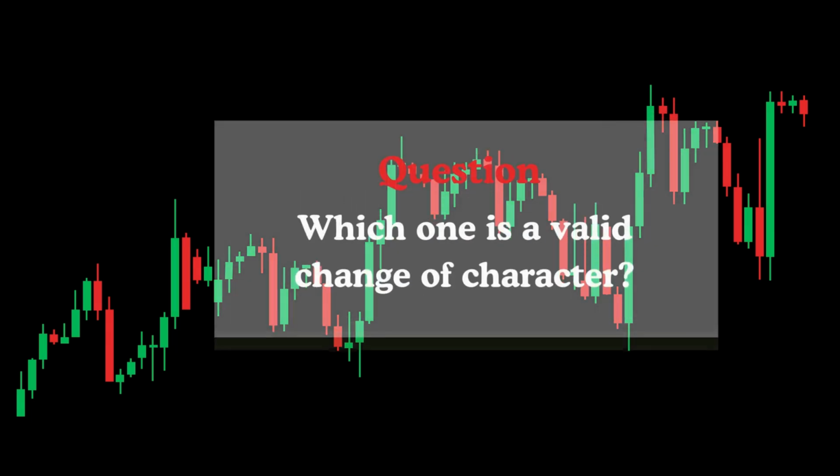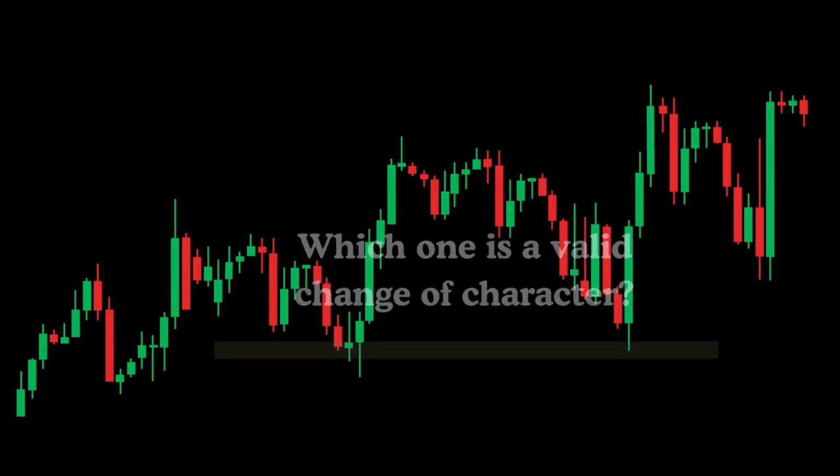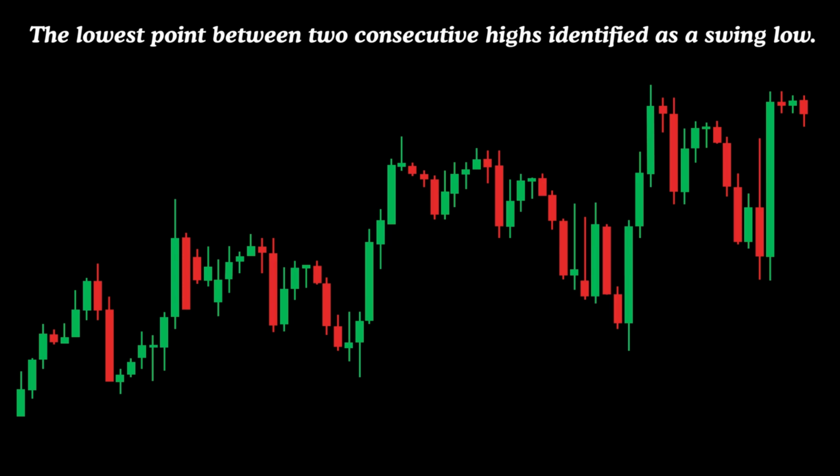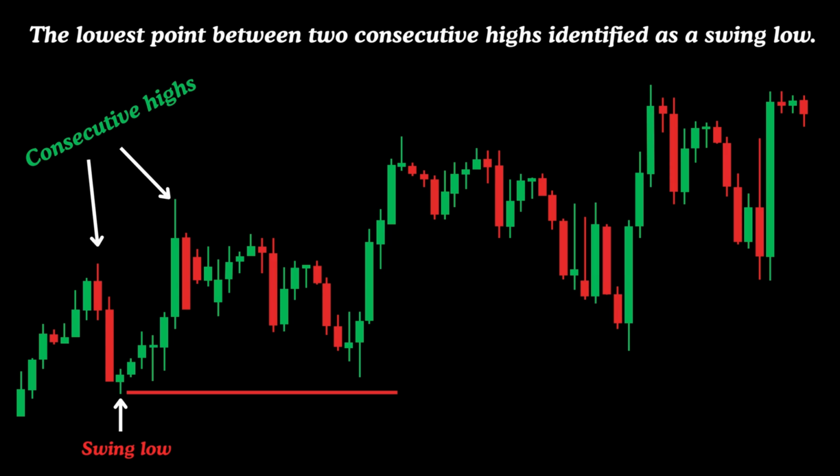So here's the question: which of these breaks are valid and qualify as a change of character? To answer this, we first need to identify our swing lows. In a bullish scenario, the lowest point between two consecutive highs is recognized as a swing low. Here, we have two consecutive highs, so the lowest point between them is our swing low. As long as the price remains above this level, it indicates a bullish market, and we will focus on buying opportunities. For a valid change of character, we need a candle that breaks and closes below this level.